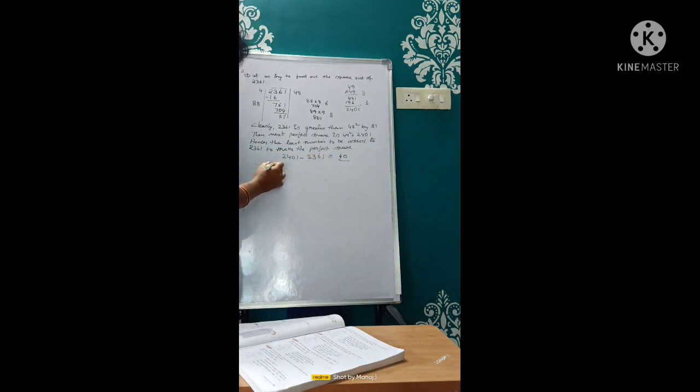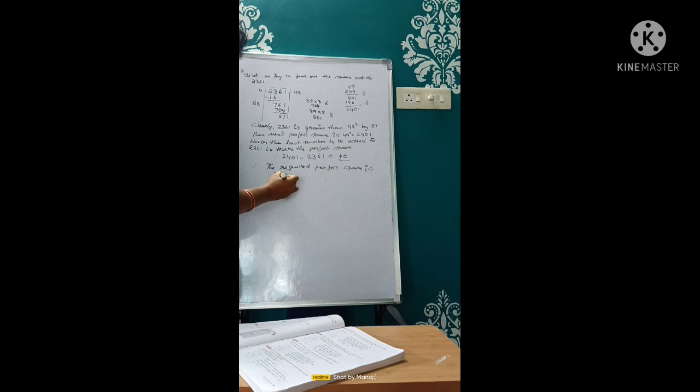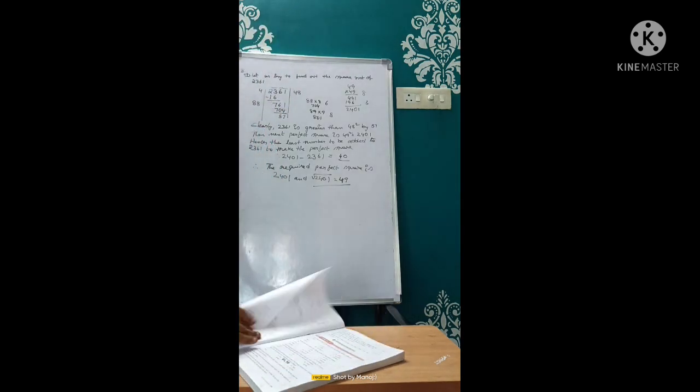Therefore, the required perfect square is 2401, and the root of 2401 equals 49. Okay. See the next one.